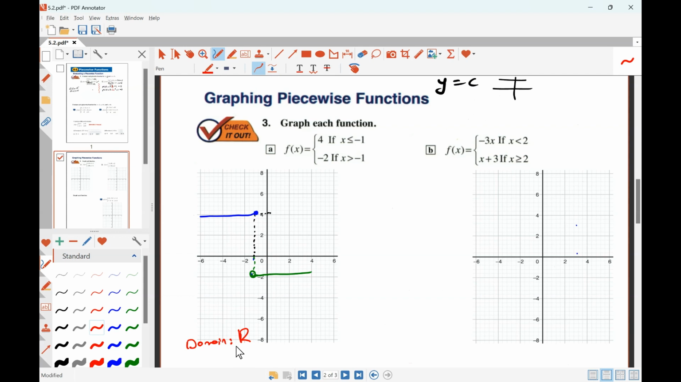What about the range? For range, we look at the possible y values. There is one y value here, -2, and there is another y value here, 4. So we just have two numbers. There is no region, there is no interval, just -2. So I have to use the curly bracket. -2 and 4 will be the range for this piecewise function.